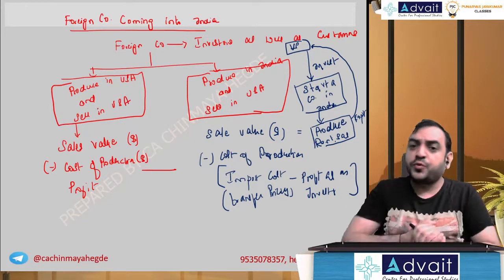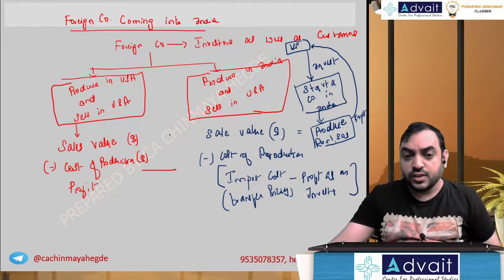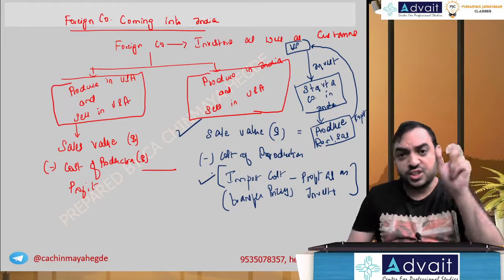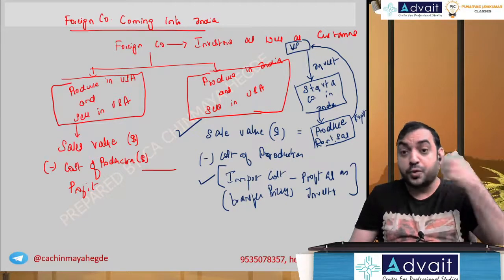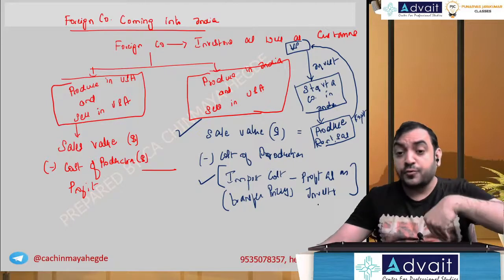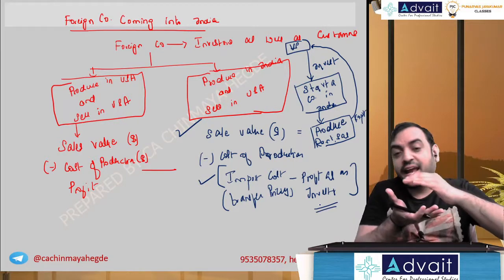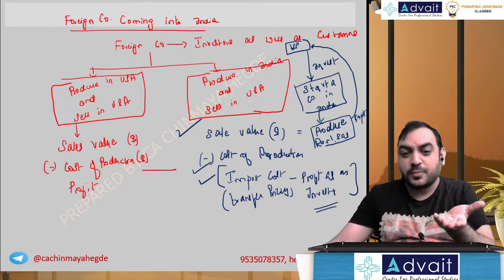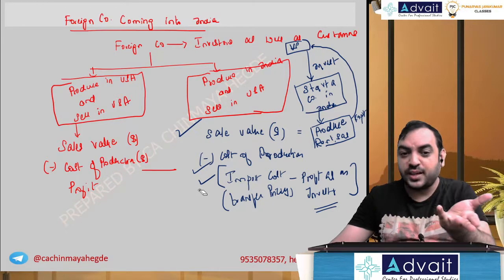Or you can do one more calculation. Sale value minus import cost is the profit from production, and then the profit from being an investor. So both profits you can add. Here also what I'm doing is minus and minus of minus, so it will be plus only ultimately.